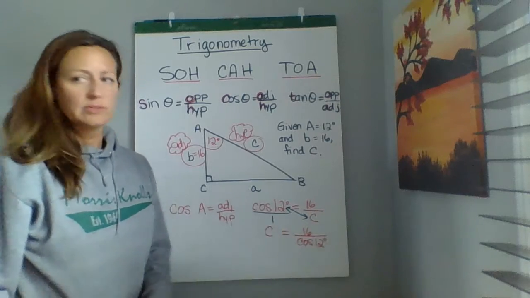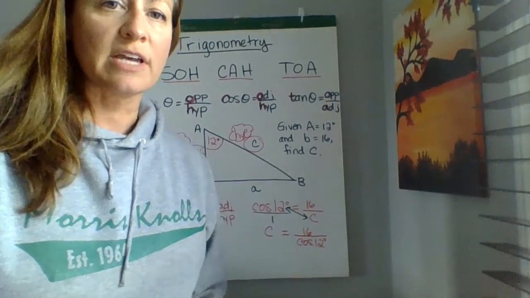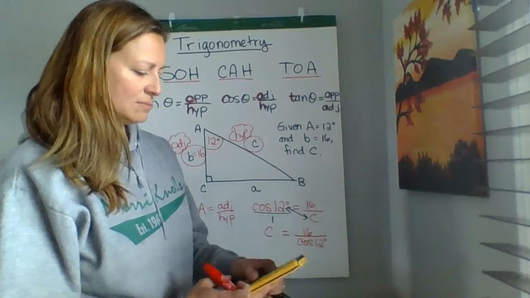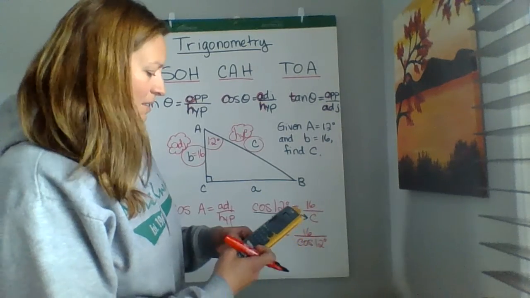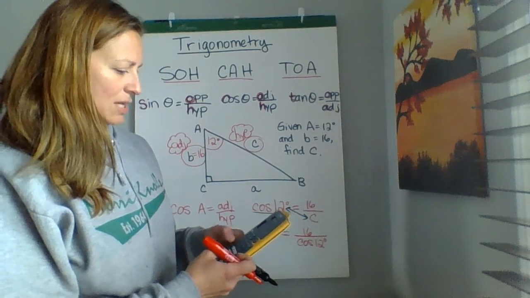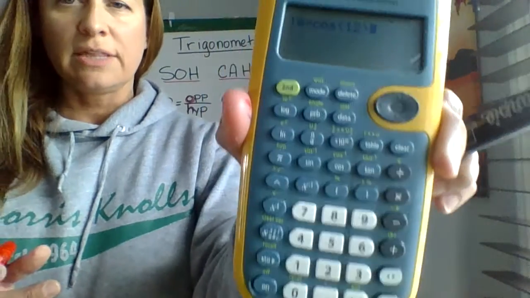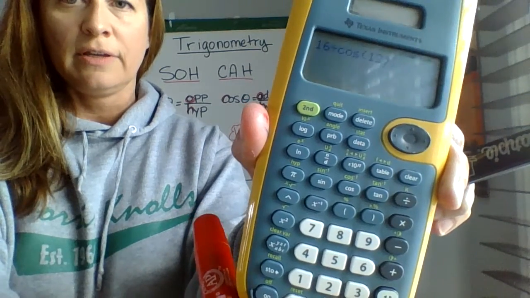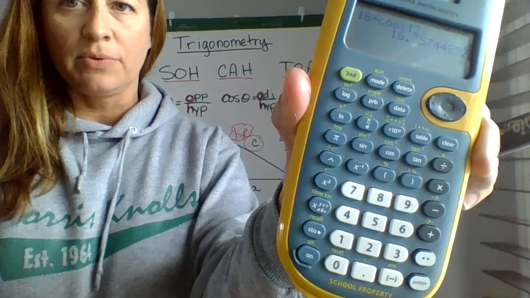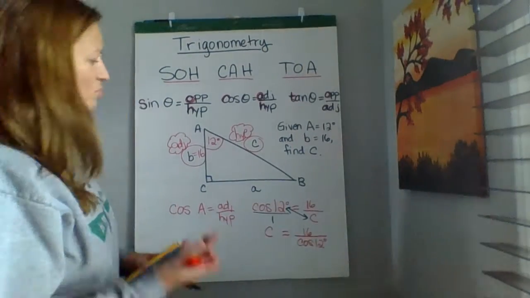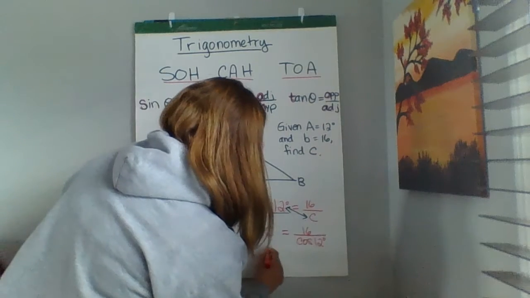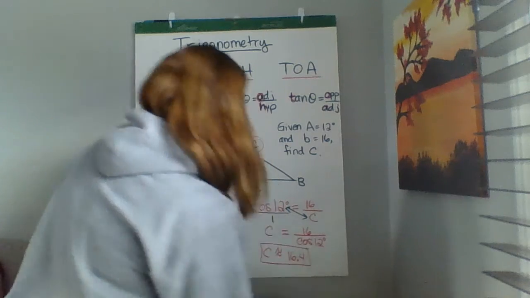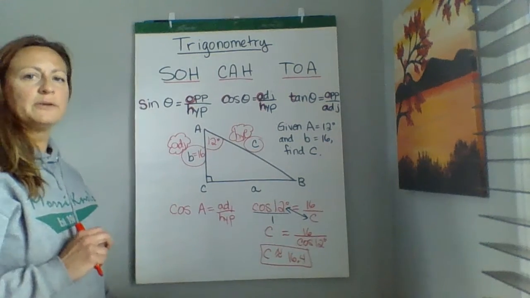And so just do that on the calculator. This is regular cosine, not inverse cosine. It doesn't have the little -1 because we actually have the angle. We're looking for a side. So 16 divided by cosine of 12 should look like this on the screen. 16 divided by cosine of 12 equals 16.36. About 16.4. And so that would be the hypotenuse value.